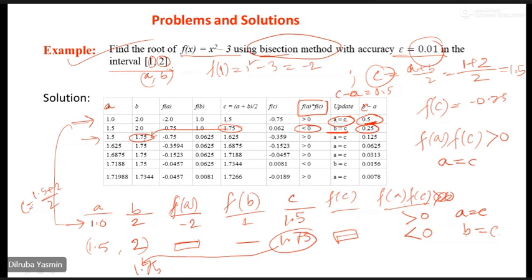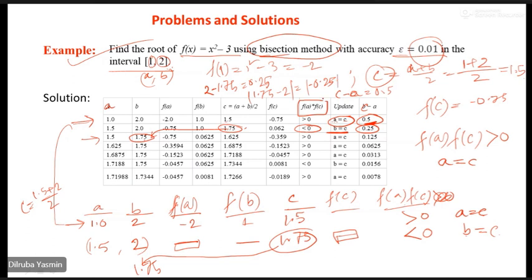Just do a simple operation. What about c? What about c? 1.75. That minus b. So what is the value? You have to take the absolute value of it, right? So 2 minus 1.75 gives you 0.25. If you do this operation 1.75 minus 2, then you will get minus 0.25. You have to take the absolute value of the negative sign. Okay, then you get 0.25.